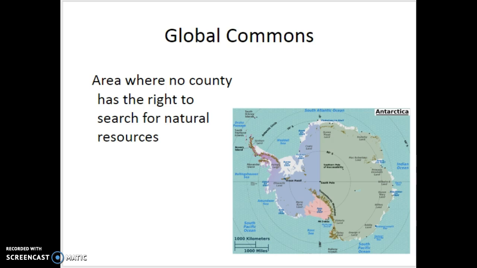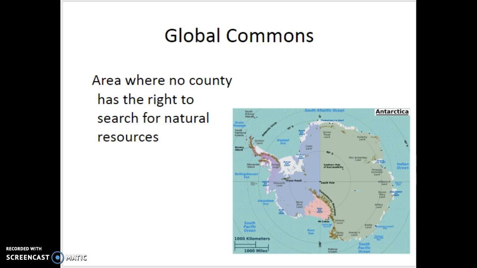And there was one more thing I wanted to mention in the lecture. Not really a boundary necessarily, but in some areas called the global commons, this is another way that we mark the landscape. With global commons, we're talking about areas where countries do not have the right to actually search for natural resources. So in the case of Antarctica, for example, one of the largest global commons on the map, no country can actually exploit Antarctica for natural resources, although several countries have now claimed land on the continent.